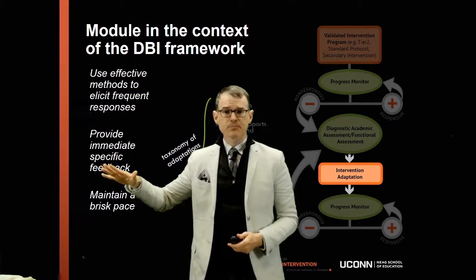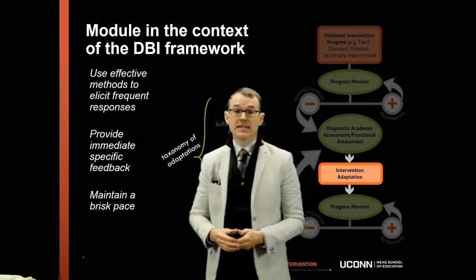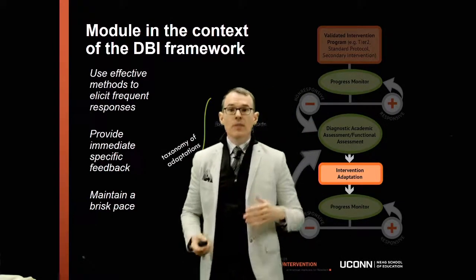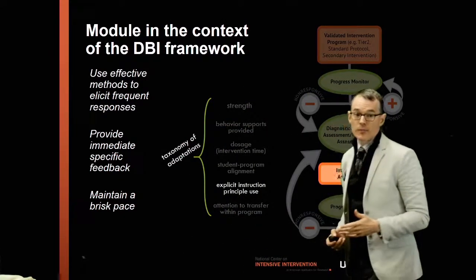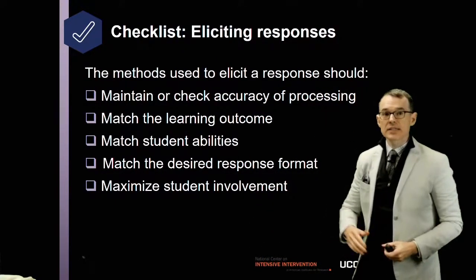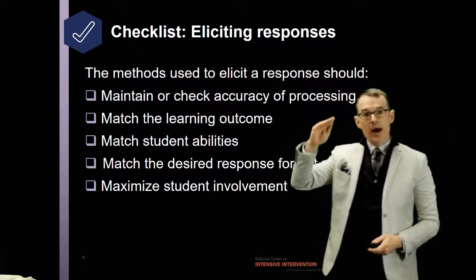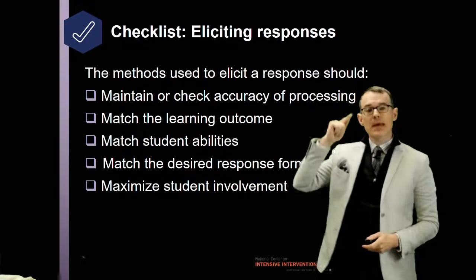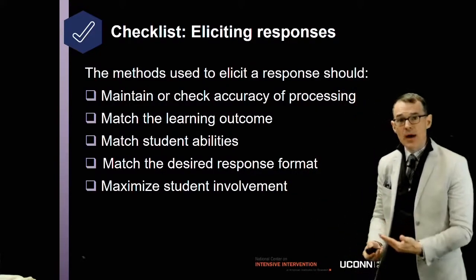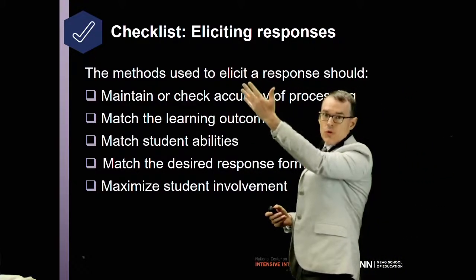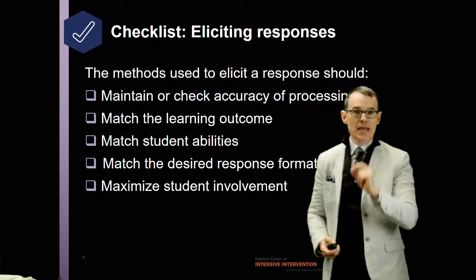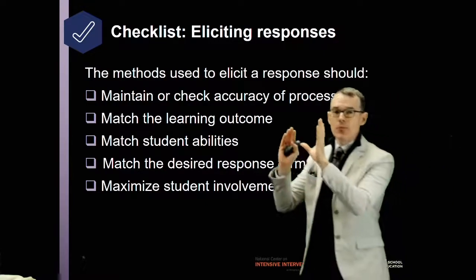And as we talked about throughout these modules, the three methods are to use effective methods to elicit responses, provide immediate specific feedback, and maintain a brisk pace. Those are the supporting practices that we've discussed. And so those are the things that we want to see throughout. And we've now discussed in detail checklists that can allow you to think about what specific behavior you should engage in during your instruction that will lead to lots of responses and students being cognitively engaged in the processing. They'll be engaged in processing the content.